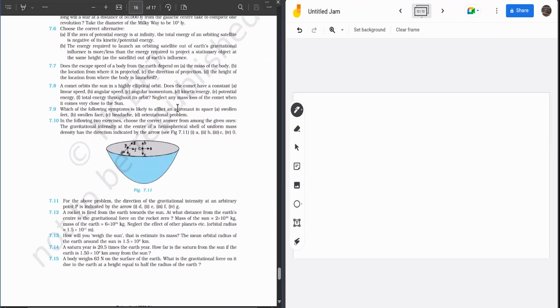Which of the following symptoms is likely to afflict an astronaut in space? Swollen feet, swollen face, headache, orientation problem.